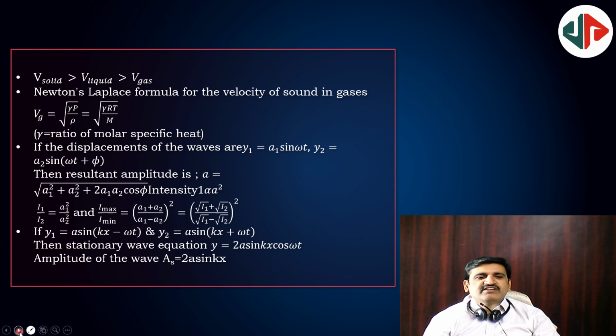Next, y1 is equal to a sin (kx minus omega t), y2 is with plus omega t, that means one is going in one direction, the other one in the opposite direction. Then the stationary wave equation is y equal to 2a sin kx cos omega t, and the amplitude of the wave is equal to 2a sin kx.